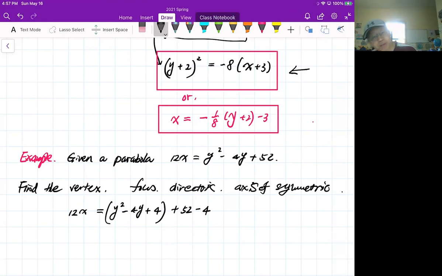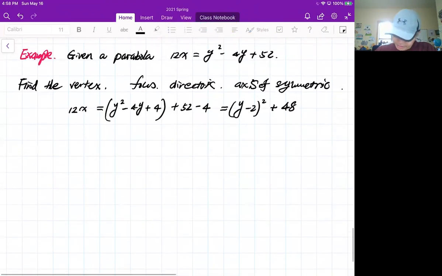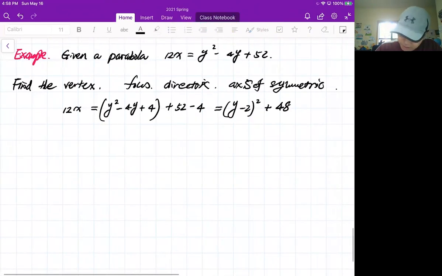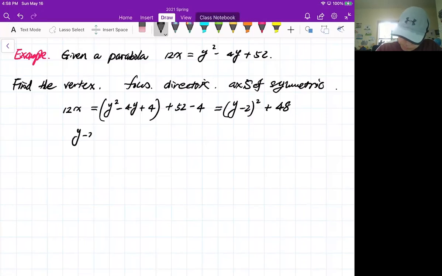I subtract 4 because I can get a perfect square. So the right-hand side is (y - 2) squared plus 48. And that's not my standard form yet. My standard form will be the following. I'm going to rewrite that: (y - 2)^2 = 12x - 48. You see that?